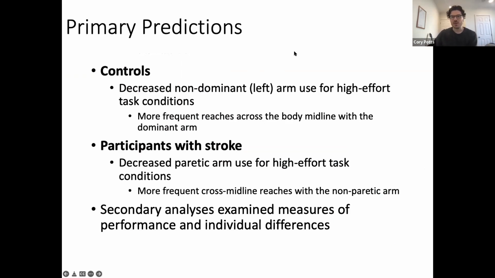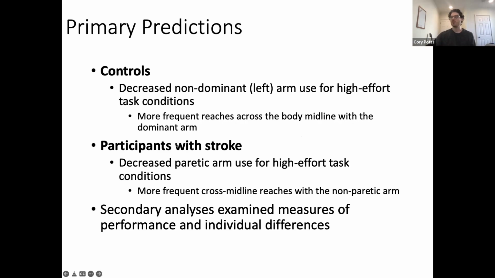So the primary predictions are all going to be in terms of arm use, although we are interested in some other variables. So for controls, what we're expecting is just a replication of what we saw in the work from Bob Sainberg and colleagues. So we're expecting that there would be decreased non-dominant or left arm use for the high effort task conditions, okay? It kind of helps me if I think about this in terms of defaulting to a preferred option. So as things become more difficult, as your attention is absorbed in other components of the task, the controls will be more likely to default to the use of the dominant right arm. So we're expecting that there will be more of these inefficient reaches across the body midline with the dominant arm into the opposite side workspace.